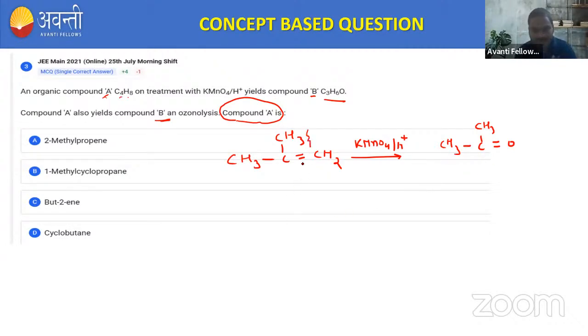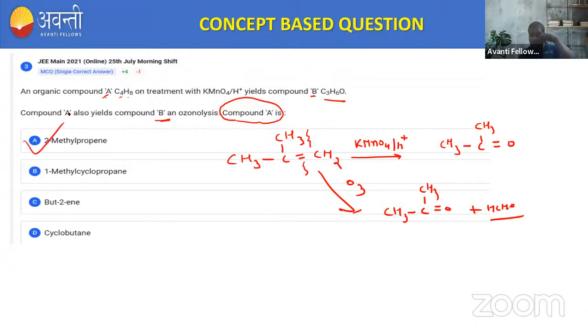Also, when they are treated with ozonolysis, right? O3, then again they will form CH3 C CH3 double bond O plus formaldehyde. Right. So in this question they are saying A also yields compound B on ozonolysis. So compound A is, obviously, 2-methyl propene. Only 2-methyl propene when treated will form a ketone, that is acetone, right? So this is the correct one, that is 2-methyl propene.